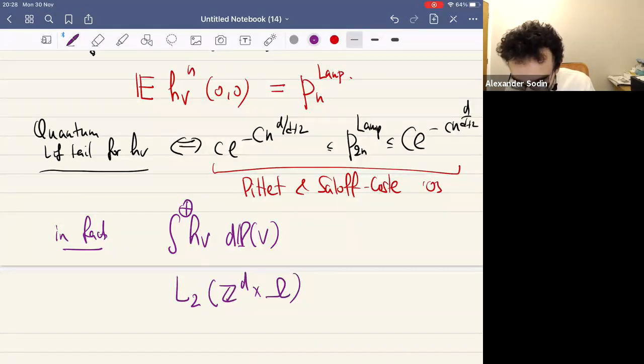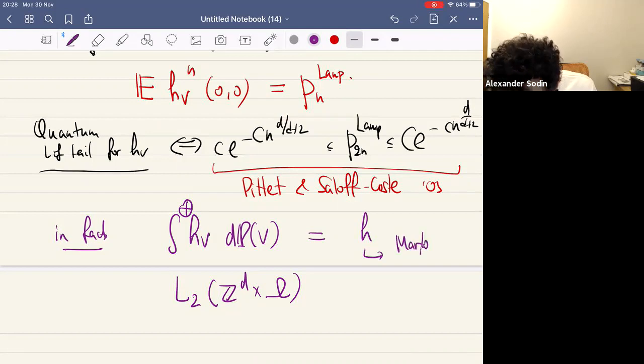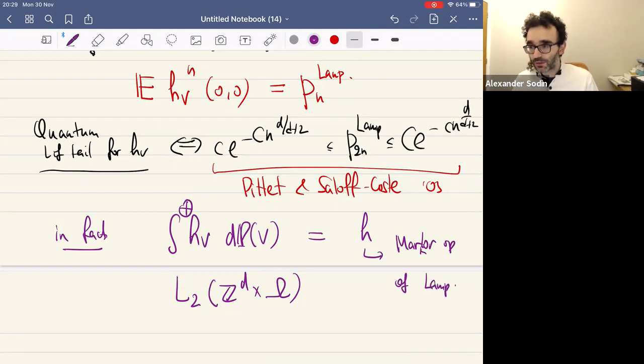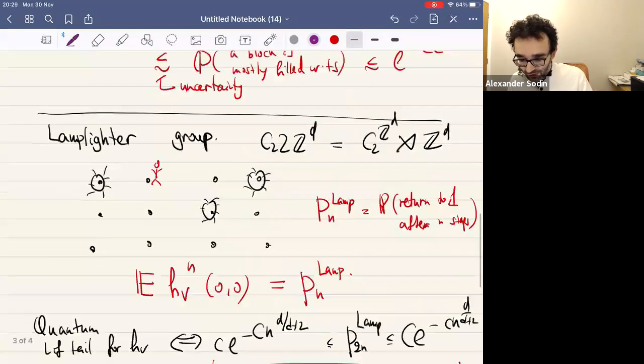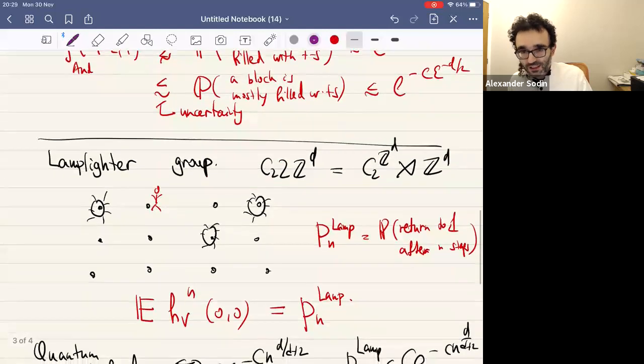So if I do this, then I literally get the Markov operator of the Lamplighter group. Or in other words, if you prefer, you take the Lamplighter Markov operator. Well, this group is clearly solvable.